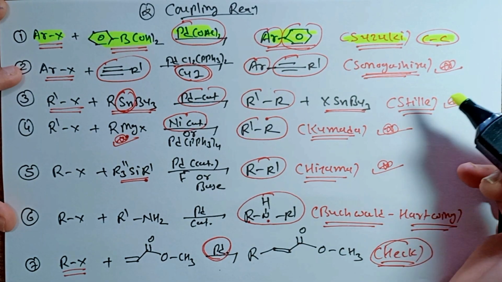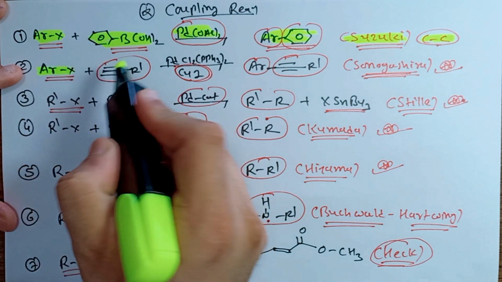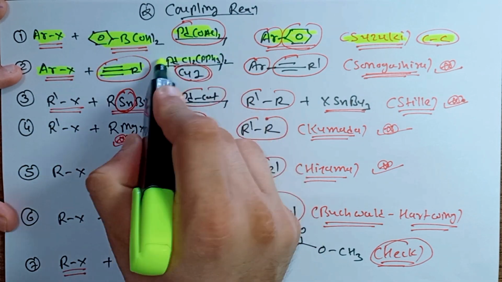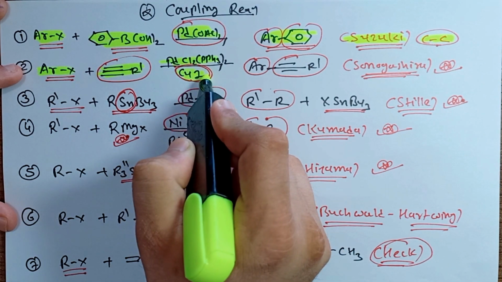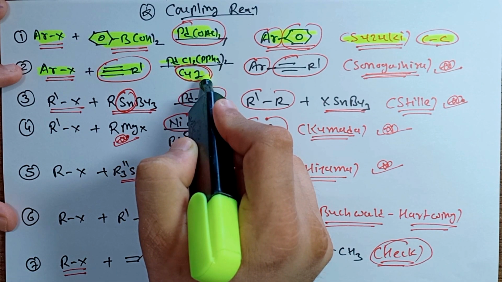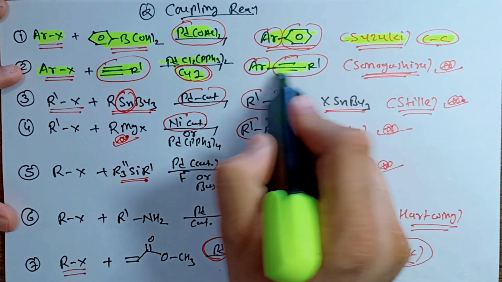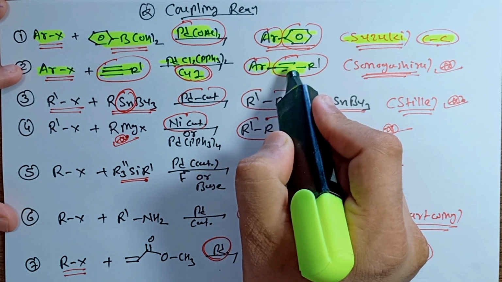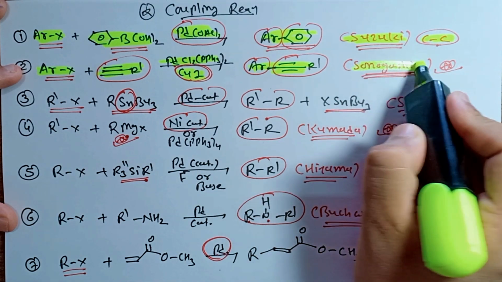Now the next one. In the next reaction, we have an aryl halide compound reacted with an alkyne group in the presence of a palladium catalyst. Here you have to remember that copper iodide is used as a co-catalyst. It is converted into the C-C coupling product of the aryl with the alkyne group. That is known as the Sonogashira reaction.